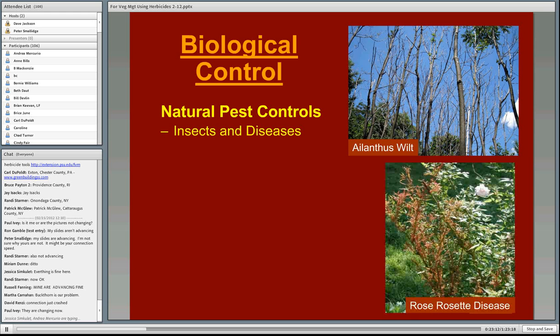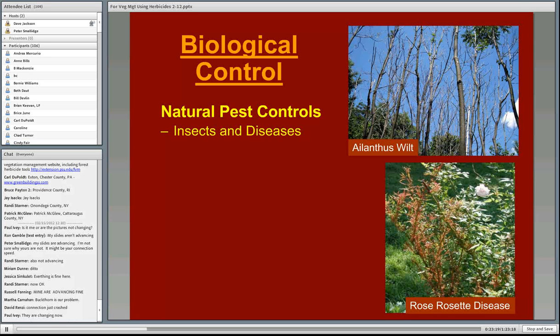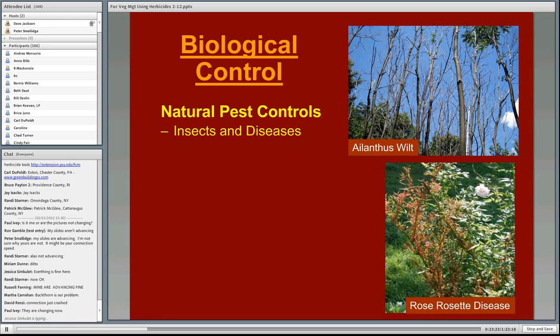Rose rosette disease is a viral disease that's transported by a tiny, microscopic mite that affects multiflora rose, and unfortunately does affect some other roses as well and some other plants. But we've seen this keeping multiflora rose in check. It's not eliminating multiflora rose, but I have seen it kill plants completely. Although generally you'll get another one that seeds in somewhere to replace it, it's definitely keeping it from spreading. In some areas I've seen some significant mortality.